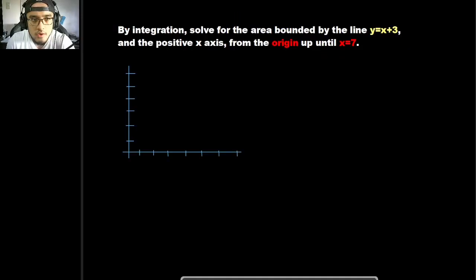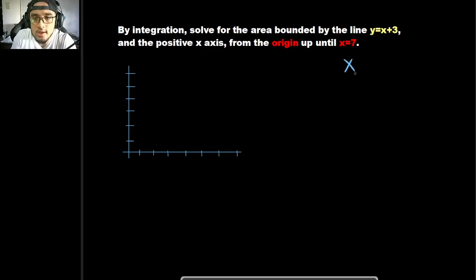So there. For you to relate to our lesson better, let's have this illustrative example right here. By integration, solve for the area bounded by the line y is equal to x plus 3 and the positive x-axis from the origin up until x is equal to 7. So the first thing that we would be doing here is to plot this line right here. And as you can see, this equation is actually linear.